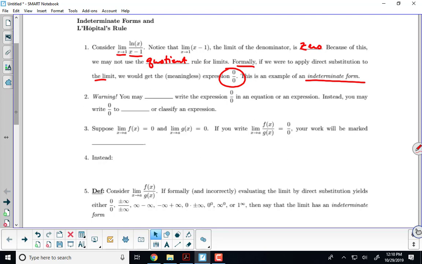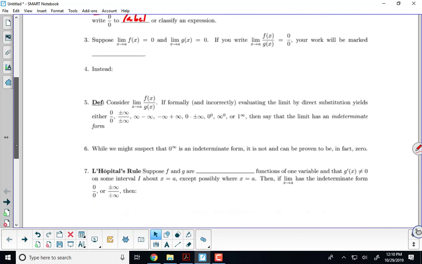So here it is. I've said this many times, but let's say it one more time. You may never write the expression 0 over 0 in an equation or in an expression. Instead, you can only use it to label or classify the expression that you're working with. Okay? So let's look at this example here.